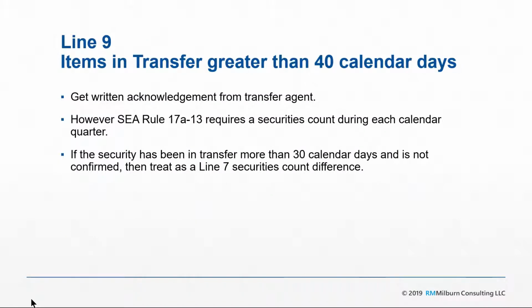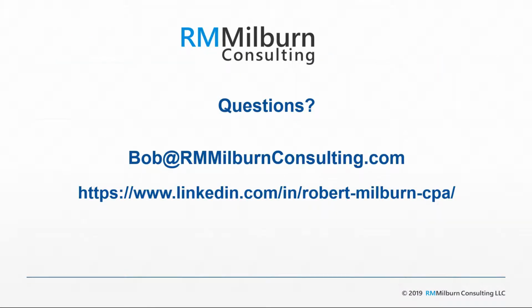For line 9, items in transfer greater than 40 calendar days, you want to get written acknowledgement from the transfer agent. However, as we discussed earlier with the box count rules, if the security's been in transfer more than 30 calendar days and is not confirmed, then you should treat it as a line 7 securities count difference and follow their rules. That's it for this presentation.